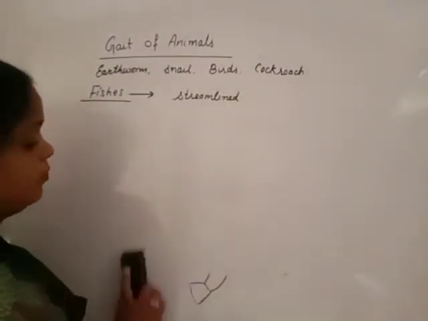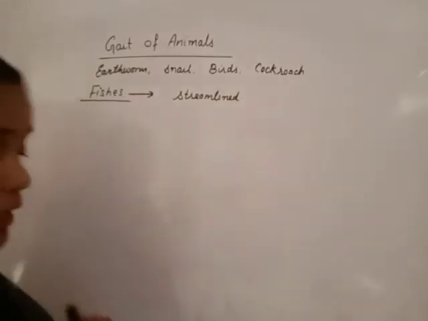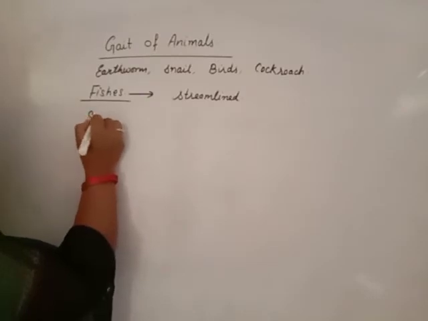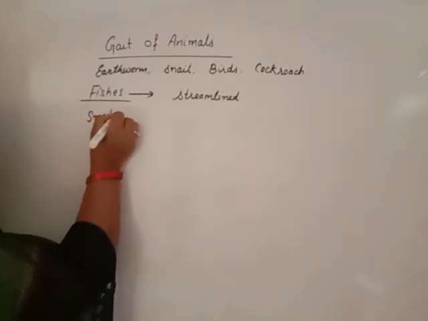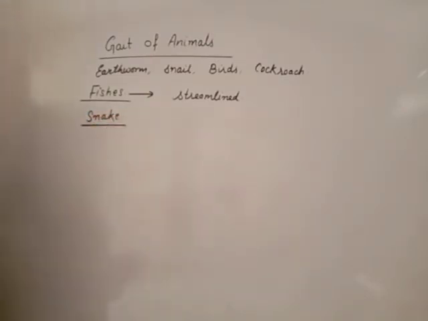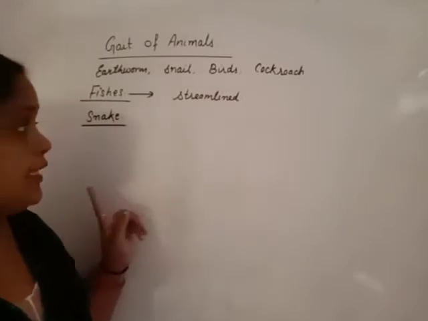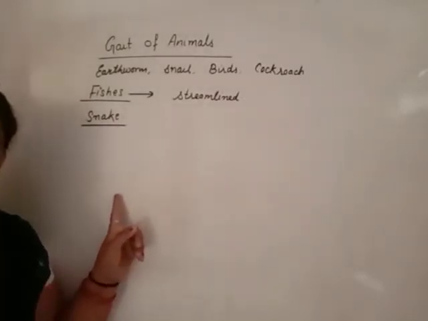How will a snake move? Beta, how will a snake move? Snake will move on the earth, underground, also beneath the earth surface. Beta, snake has a very long cylindrical body. It has a backbone as well as ribs.